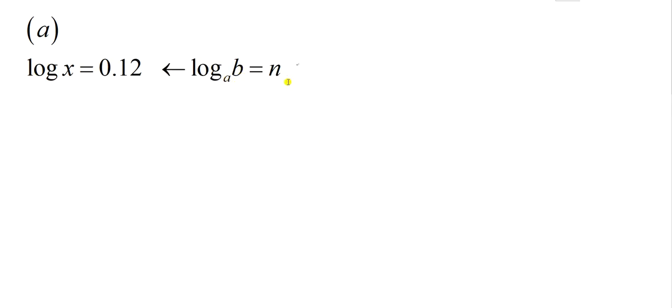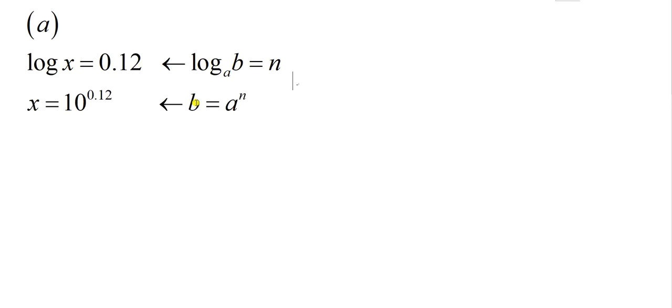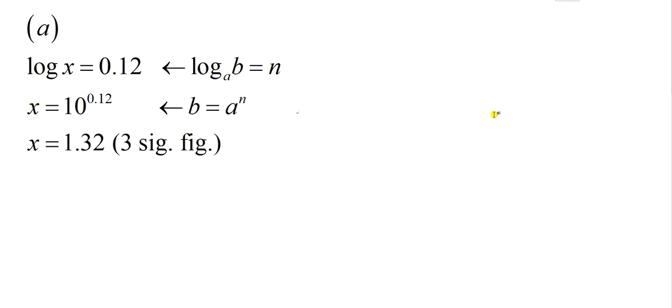Log b base a equals a constant n. And therefore, if we want to change it back into the exponential equation, we will write in this way. That is, b equals a to the power n. Remember, this base a is always in here with the power n. So you can use your calculator to find the value of x. And x you will get is 1.32, correct to three significant figures. That's it. That's part A.